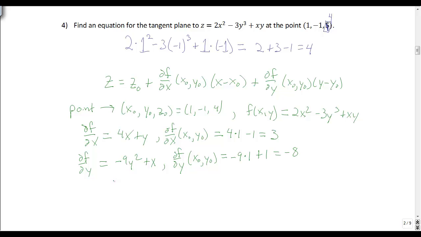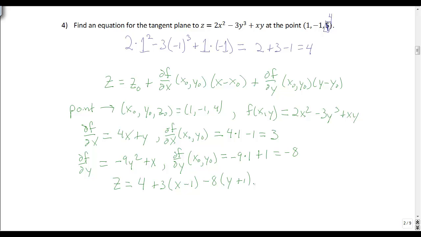And so my tangent plane is z equals, z naught is 4, plus 3 times (x minus x naught, which is 1), plus the partial with respect to y, that's the negative 8, times (y minus negative 1), but that's plus 1. There. So this would be one version of the tangent plane.